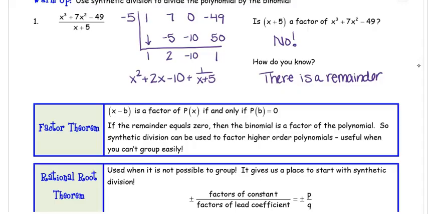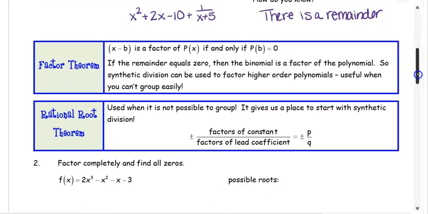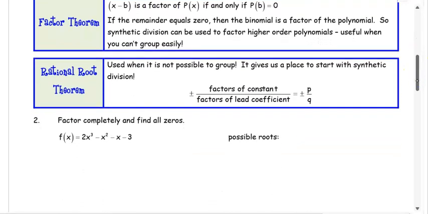All right. Now, this is useful when we cannot easily group when we're trying to factor a polynomial. So when we can't factor a polynomial by grouping, we have something called the rational root theorem. The rational root theorem gives us a place to start with our synthetic division. It gives us a list of possible roots that we could check to see if they would be a possible root for the polynomial.